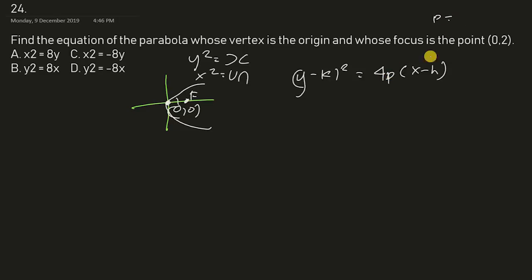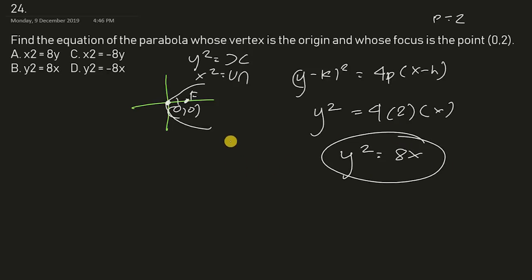So, P is 2. I'll just substitute values kasi alam ko naman yung K tsaka H which is 0. So, y minus 0, hindi ko nalalagyan yan. 4 times 2, x minus 0 is x. That's y squared is equal to 8x. Basically, yan yung equation which is letter B. Our answer, guys, is letter B.